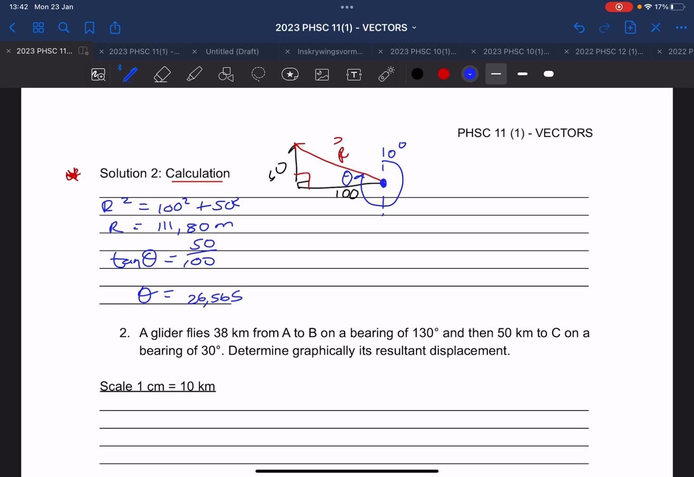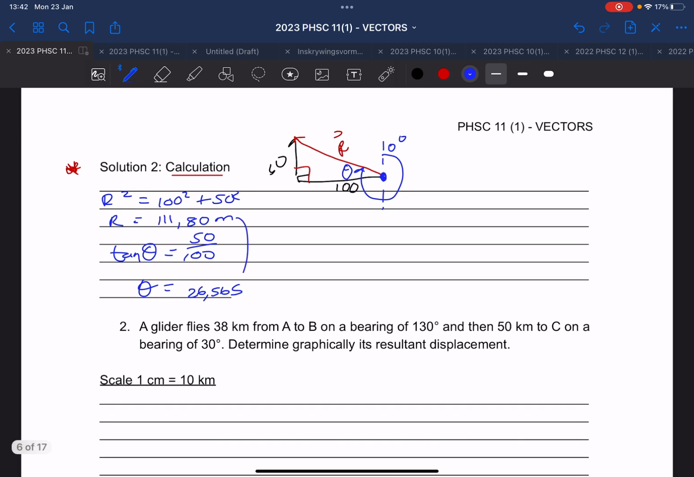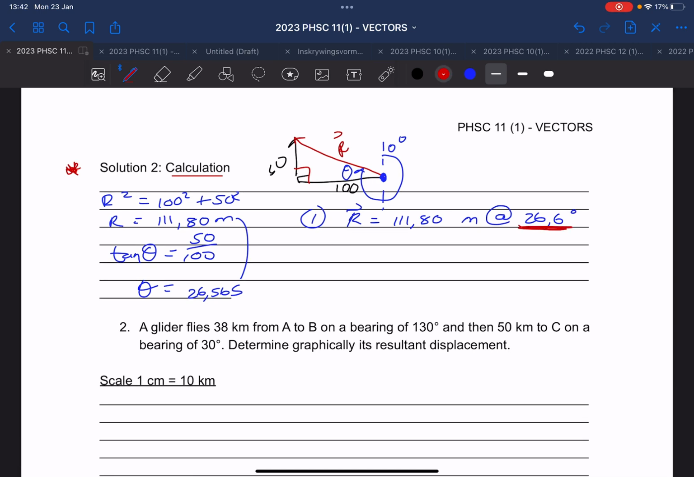And that gives you 26.565. Now we don't round off yet. That's not our final answer. So you can write this down because we need to put those things together, the size and the direction, in two different ways. You can either say, R is 111.8 meters at 26.6 degrees. Now remember, angles we round off to 1 decimal.